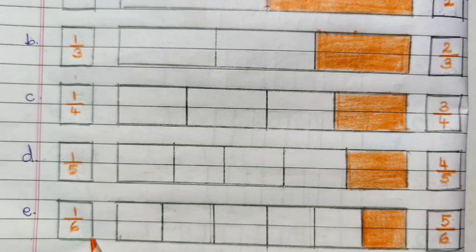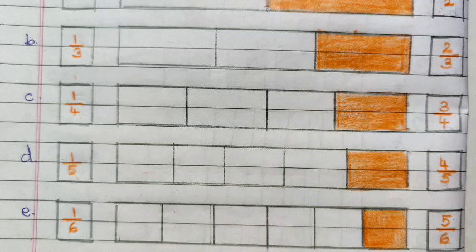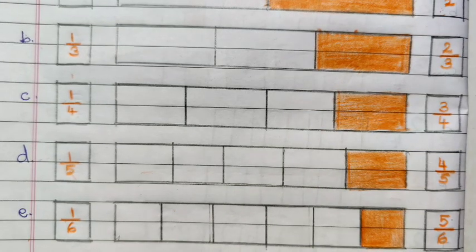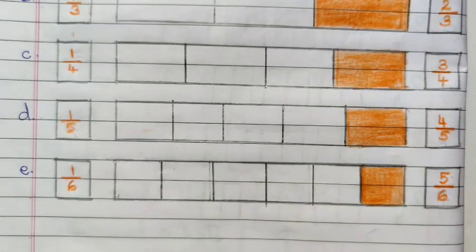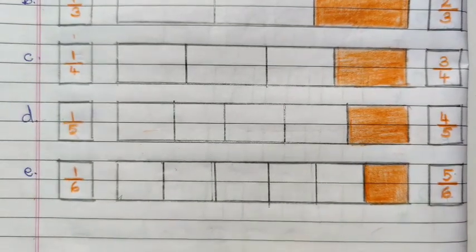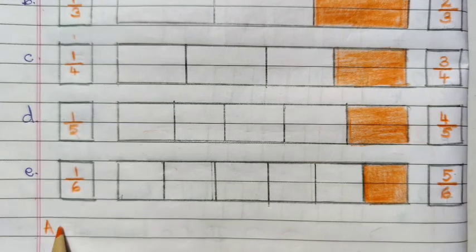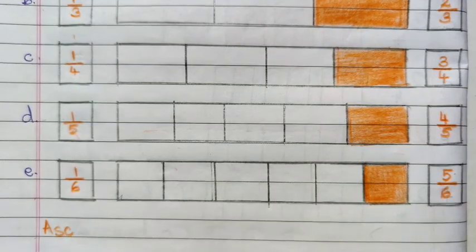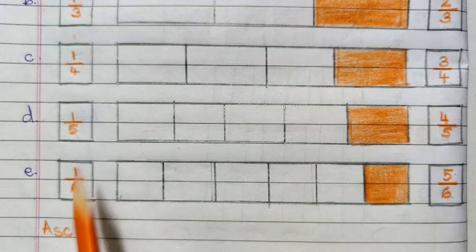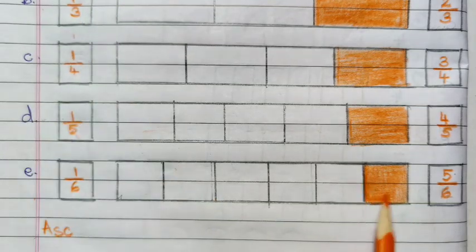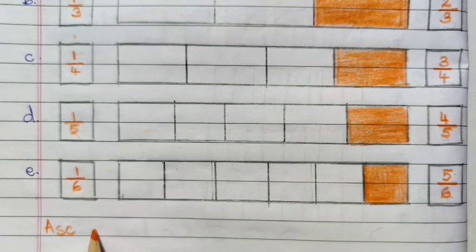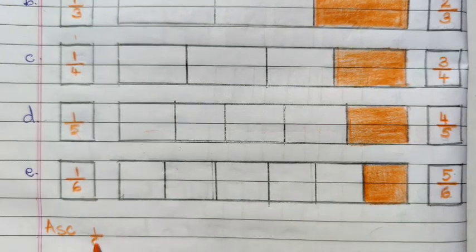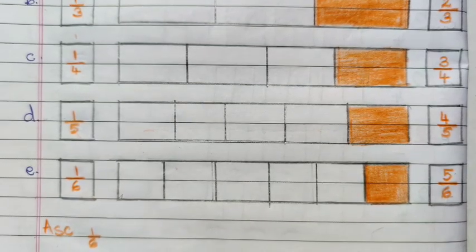Correct? Okay. Now, if I had to put it in the ascending order. What is ascending order? Small to big. Okay. Ascending order is small to big. Now, supposing I want to put it in the ascending order, can you tell me which is the ascending order? Which is the smallest piece here? This is the smallest piece. And what is the fraction for it? 1 upon 6. Correct?